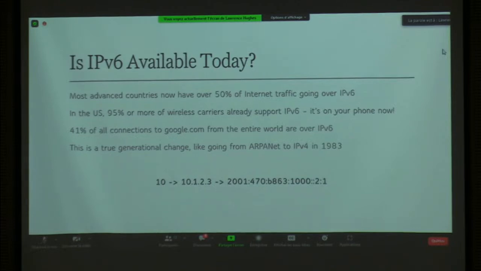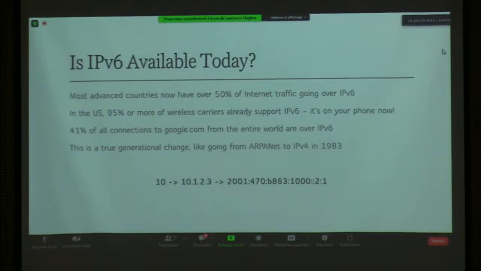Something like 41% of all the connections to google.com from the entire world are now over IPv6. This is a true generational change. It's kind of like the switch we made from ARPANET to IPv4 way back in 1983. So I consider the ARPANET to be the first generation internet, the IPv4 era to be the second generation, and now IPv6 is the third generation. So you can see the example, a node address back in the ARPANET was just a decimal number from 0 to 255 because it was 8-bit addresses. In IPv4, we came up with dotted decimal, 10.1.2.3. Well, in the third internet, we have addresses that include hexadecimal and are kind of long because they're 128 bits in length. 128 bits gives us something like 340 trillion possible addresses. So now everything can have its own public address, every node that's connected to the internet.